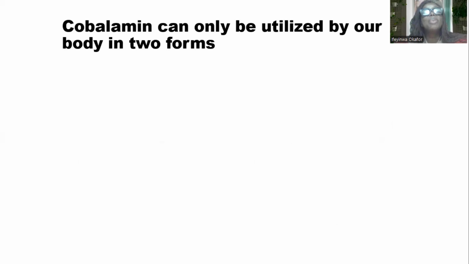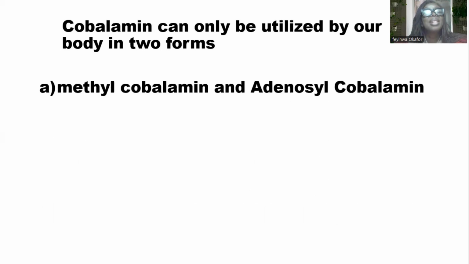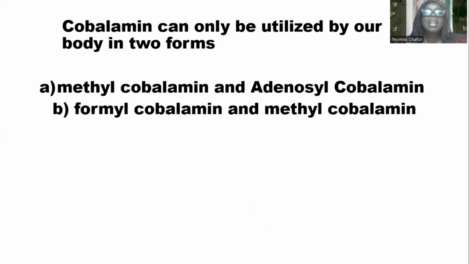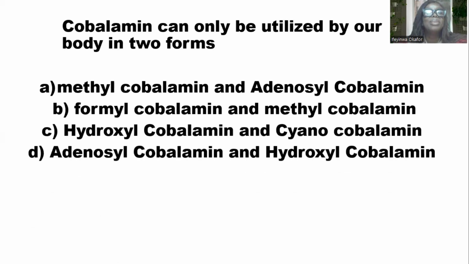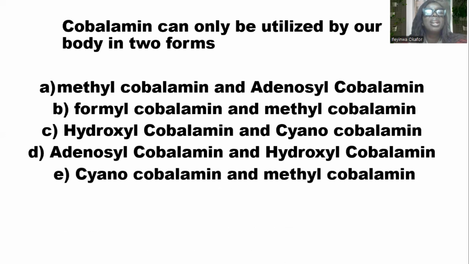Cobalamin can only be utilized by our body in two forms. We have methylcobalamin and adenosylcobalamin, formylcobalamin and methylcobalamin, hydroxycobalamin and cyanocobalamin, adenosylcobalamin and hydroxycobalamin, cyanocobalamin and methylcobalamin. And the answer is A, methylcobalamin and adenosylcobalamin. Cobalamin can only be utilized by our body in two forms, and these forms are methylcobalamin and adenosylcobalamin. The answer is A.